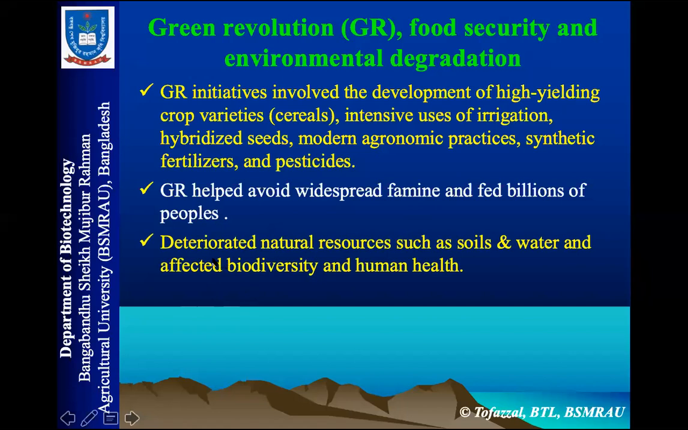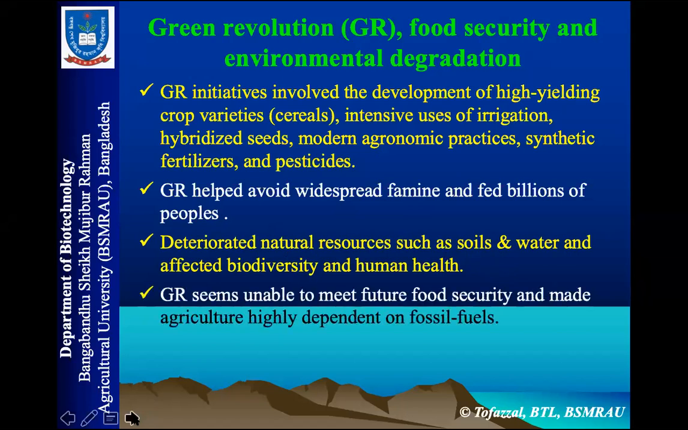Green revolution deteriorated natural resources such as soils, water, and affected biodiversity and human health. And the Green Revolution seems unable to meet future food security and made agriculture highly dependent on fossil fuel. Whatever we are moving in this society for human benefit, all are backed by fossil fuel, that is petroleum. So we indirectly eat the petroleum or fossil fuel.